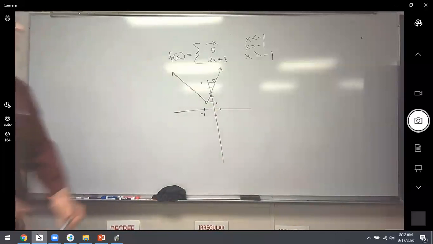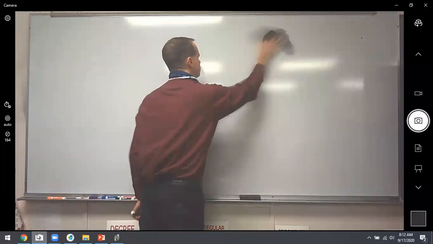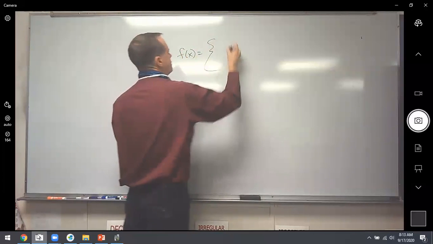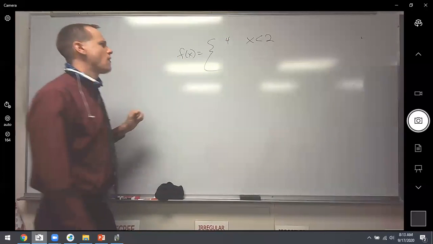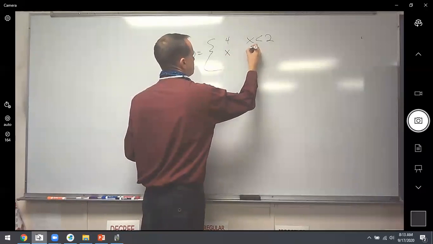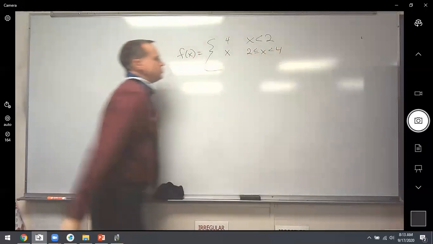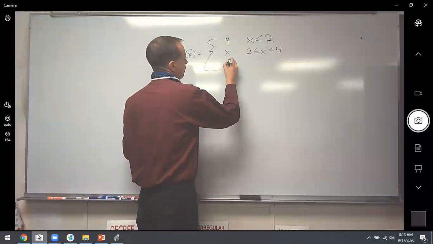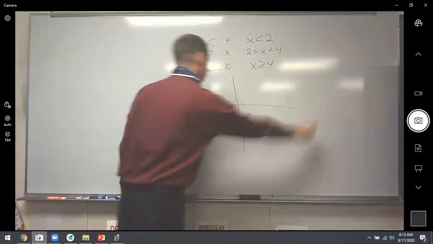Let's do another one. Okay. Let's go one more time. Let's try this. F of x equals 4 when x is less than 2. It is x when x is between 2 and 4. And it's going to be a graph of 10 when x is greater than or equal to 4.